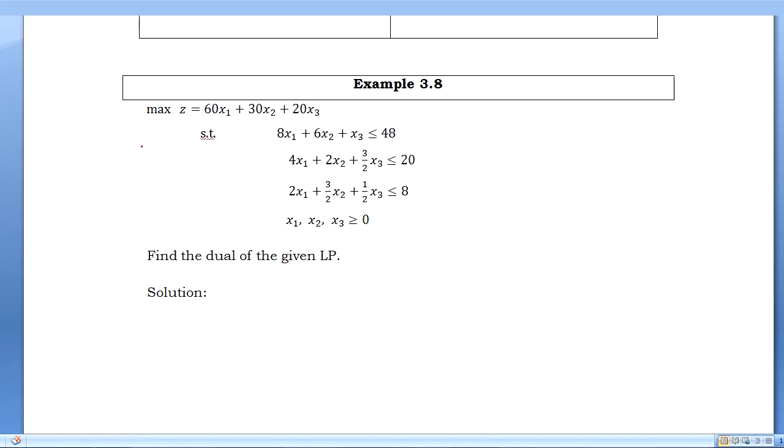We have maximize Z equals 60x1 plus 30x2 plus 20x3 with these three constraints. All constraints are less than or equal to constraints, and all variables are non-negative. Let us find the dual of this LP.